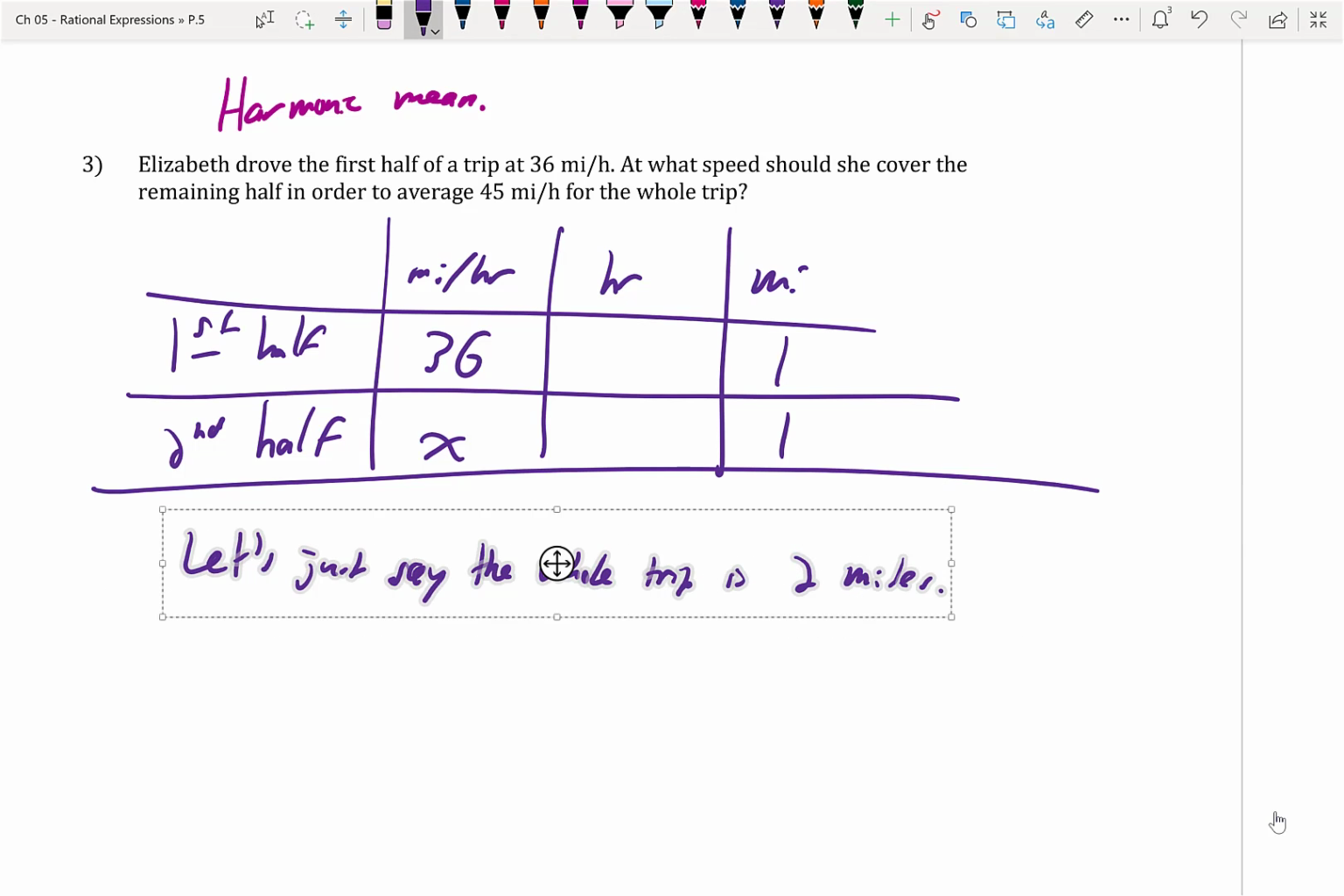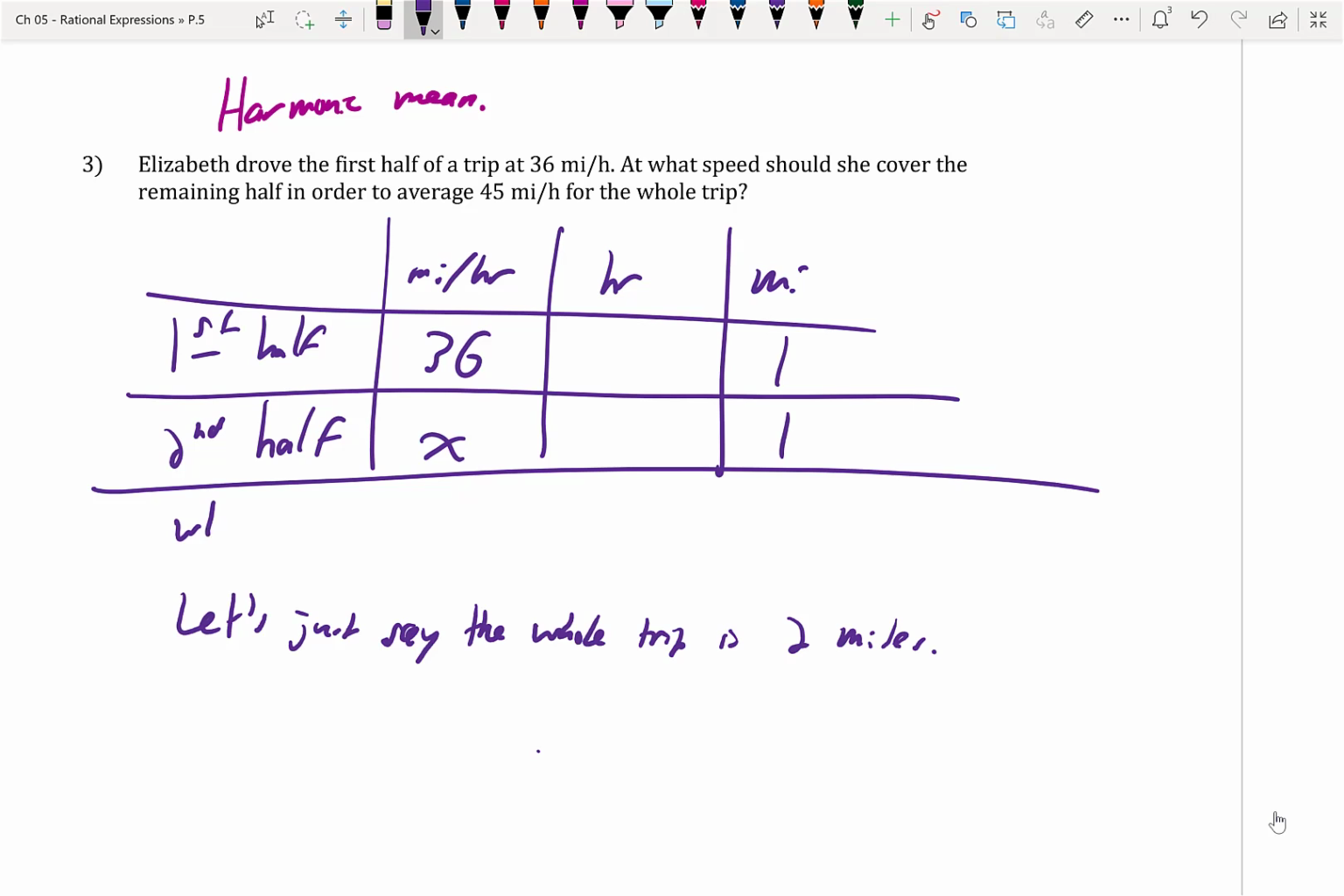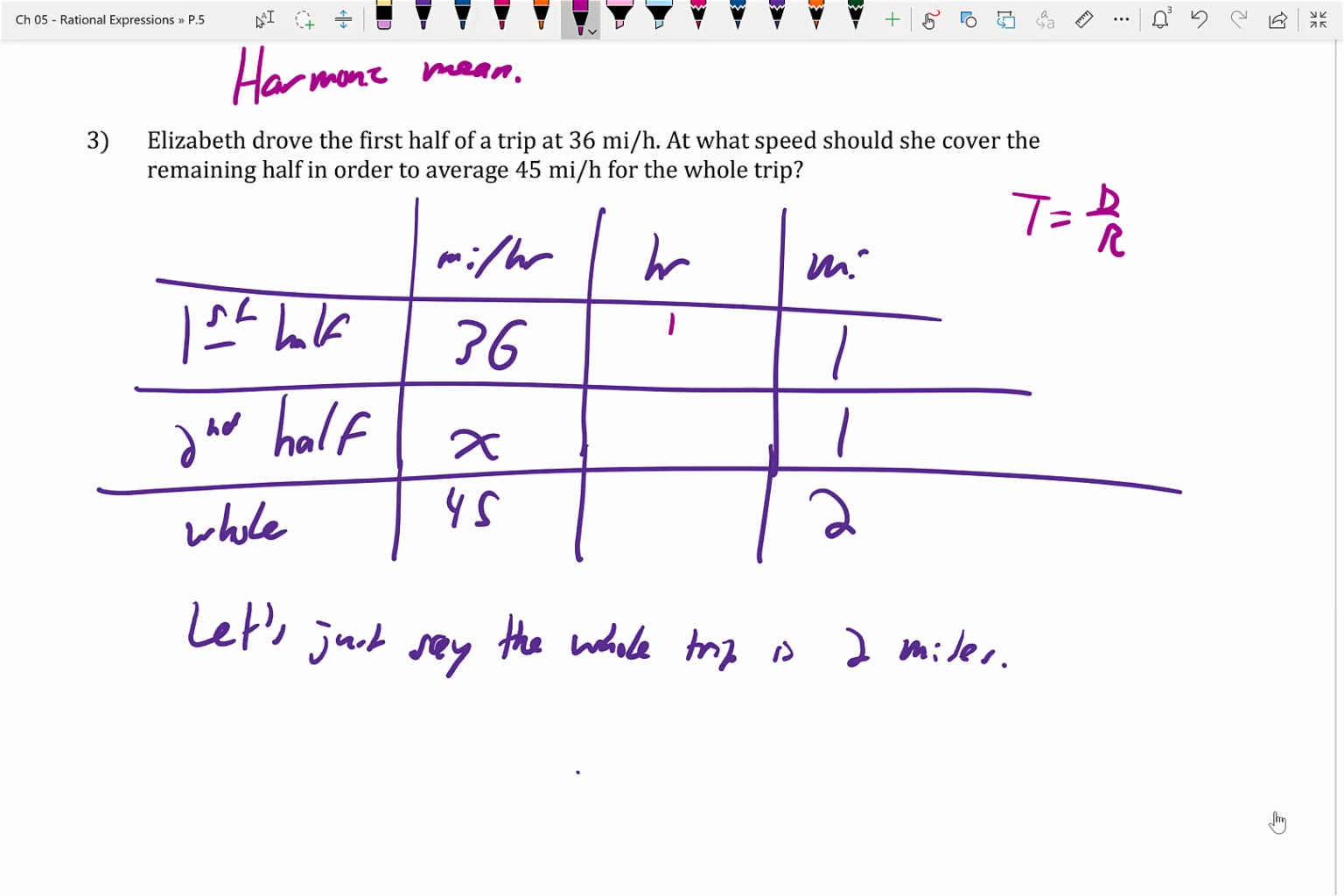Okay, now I'm going to slide this down, and we're going to talk about the whole trip as a final column. We want the whole trip to average 45 miles per hour. I don't know how long the whole trip is going to take, but I do know that the whole trip's mileage is 2. Just the number of miles is 2. Now, like before, we're going to set up time is equal to distance divided by rate. So 1/36, 1 over x, and 2 over 45.